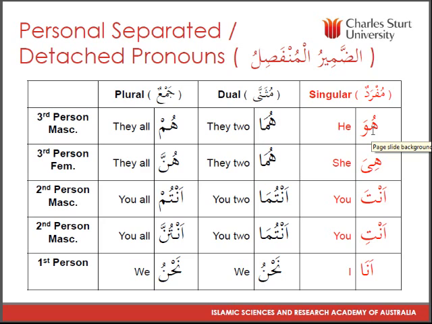And anta, anti, and ana. Anta means you, masculine, second person. Anti means you, feminine, second person, and ana means I. This column is important, but it is for you to memorize. We used to learn the chart this way: huwa, huma, hum, hiya, huma, hunna, anta, antuma, antum, anti, antuma, antunna, ana, nahnu, nahnu. That's it. That simple.